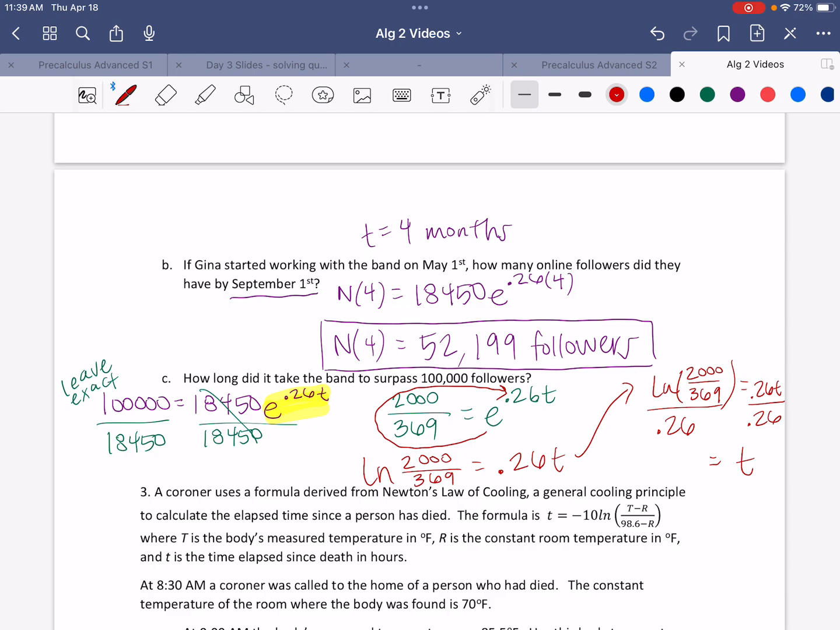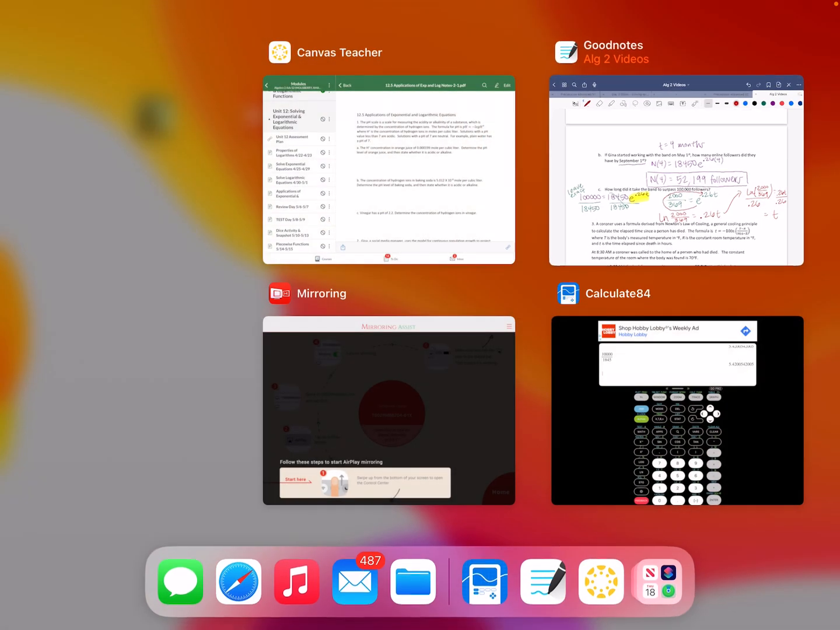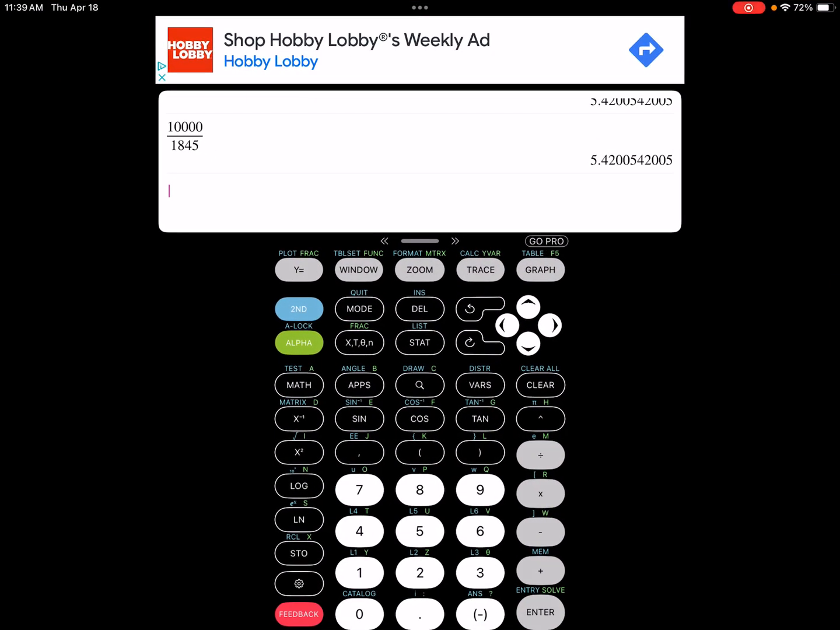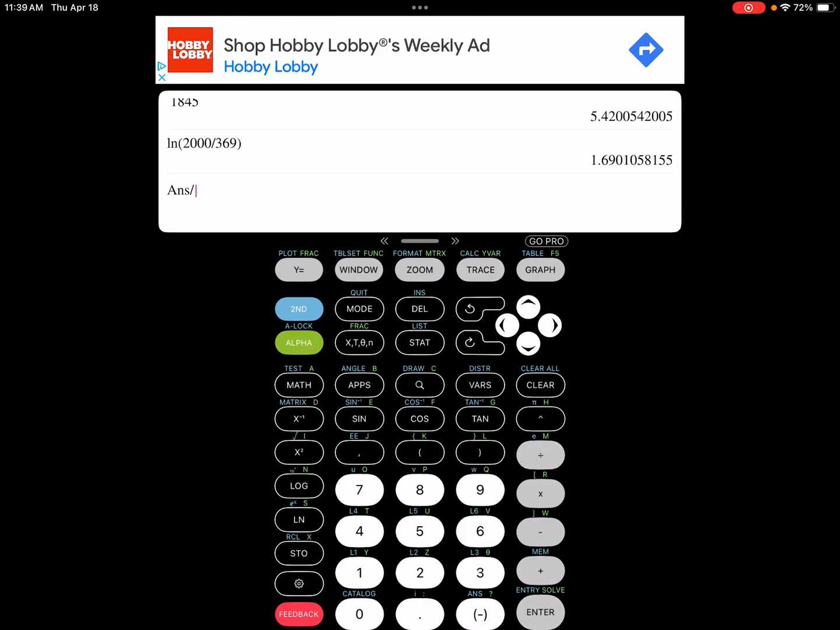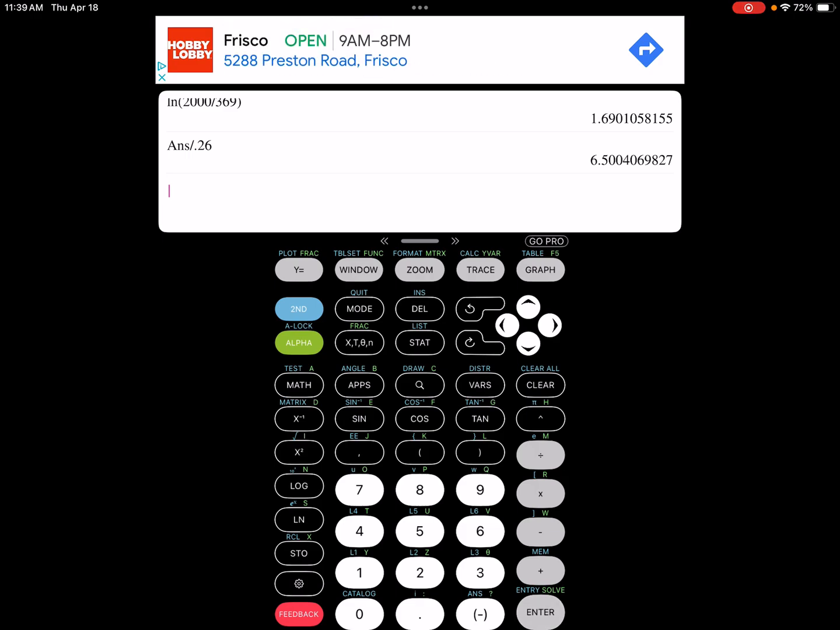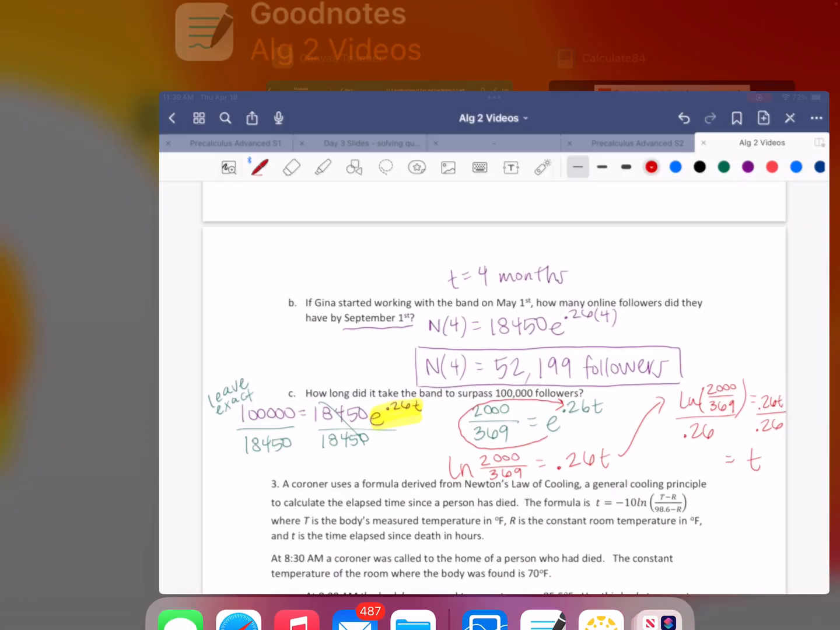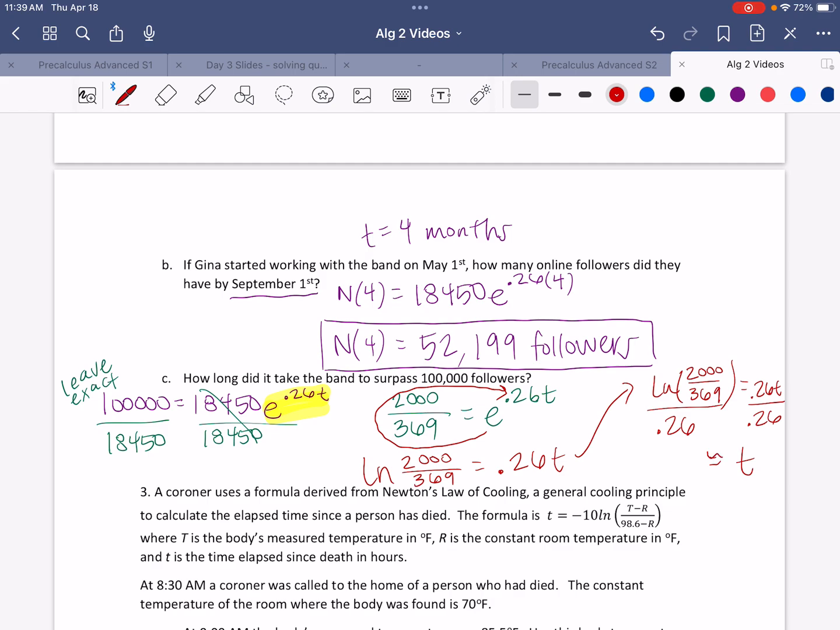So let's go type in the calculator and see what it's close to. Okay, so I'm going to do the natural log of 2,000, and you could use a fraction as well, divided by 369, divide that whole quantity by 0.26. Okay, 6.500. So my time here is going to be approximately, let me make it a little neater, approximately 6.5 months.